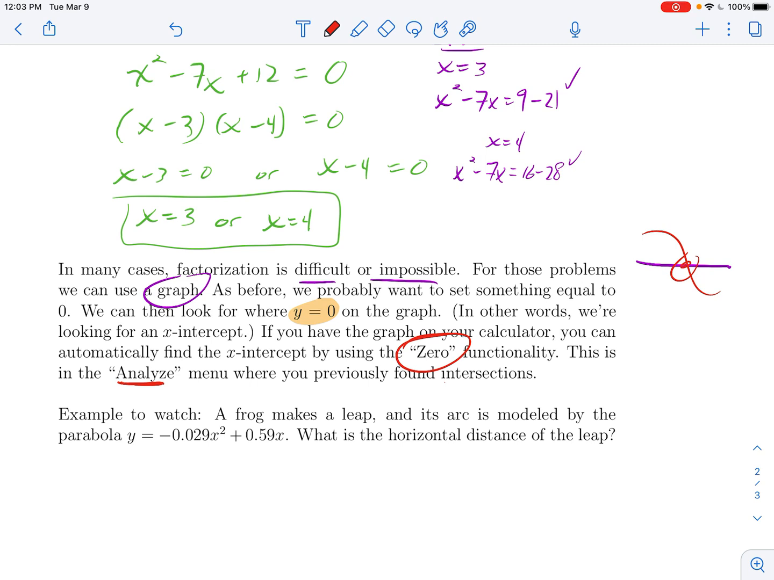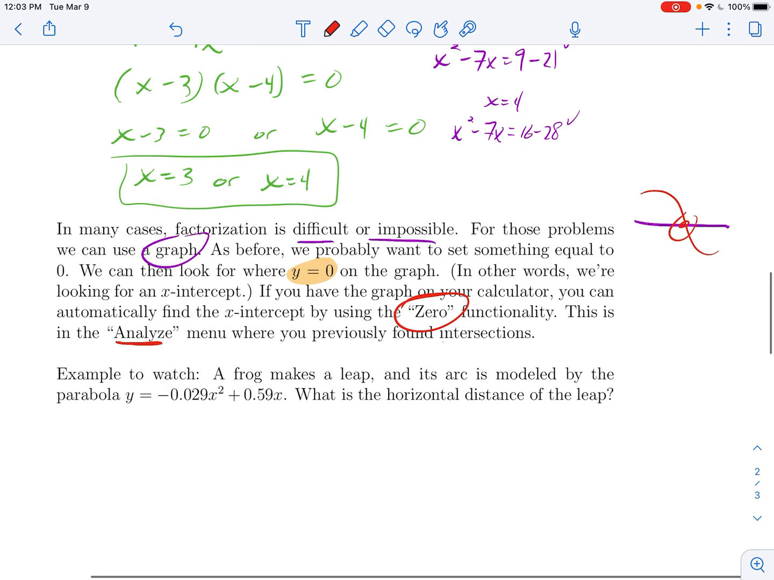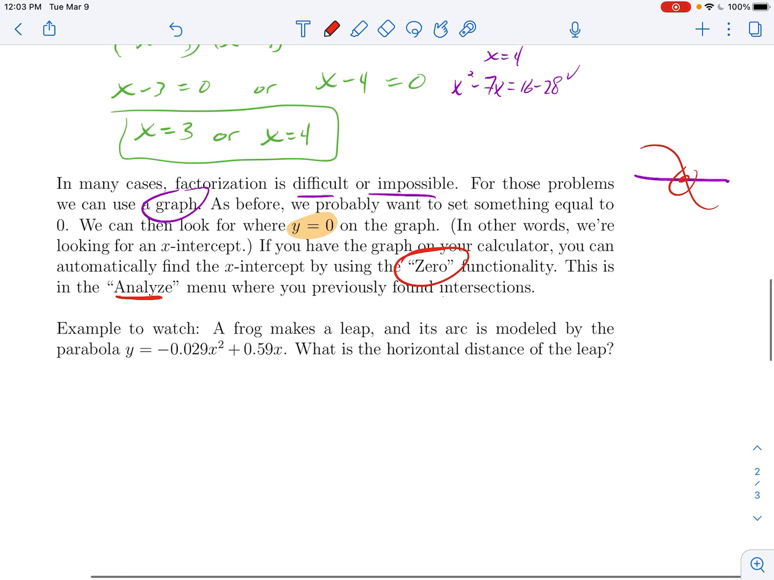In order to keep this all in one video, I'm not going to switch to the calculator. I'll probably do an example of this in class and you can practice. But I will show you something similar on Desmos. So here's an example to watch. We have a frog that's making a leap, and its arc is modeled by this parabola. Generally speaking, if we're dealing with a real-world situation, there's no guarantee that the numbers work out nicely. Out there in reality, not everything is a whole number, not everything is evenly divisible, not everything is factorable. This is the graph we're given. What is the horizontal distance of the leap?